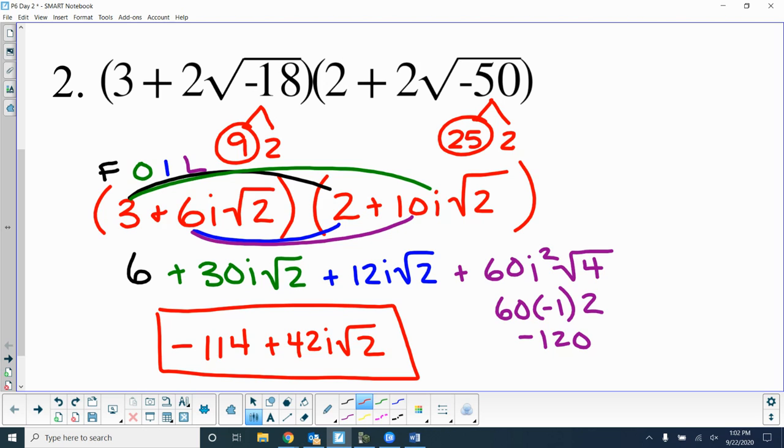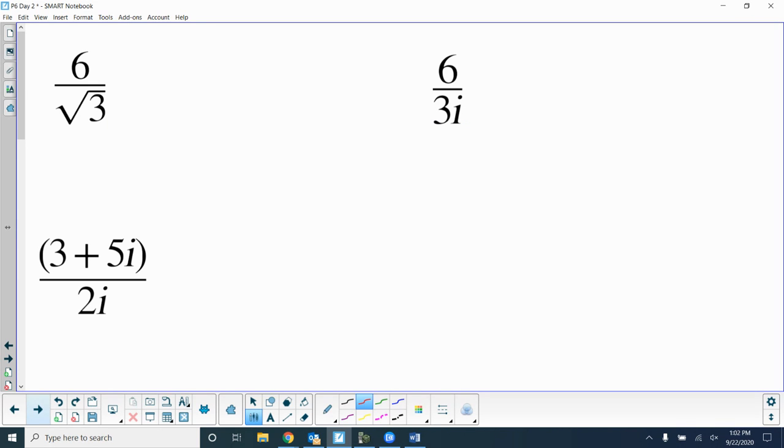Okay, so yesterday was these complex numbers. We multiplied them, added them, subtracted them. Right, simplified them a little bit. Today we're going to divide them. Okay, so they're going to be looking like this kind of stuff.